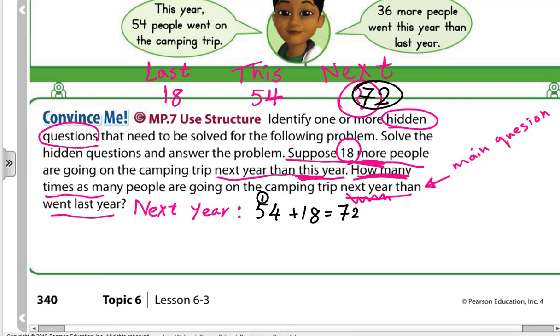Okay. Now let's move to the main question. How many times as many people are going on the camping next year than last year? How many more next year than last year? 72, 72 for the next year. Okay, thank you, my hero. I will choose another hero to continue.